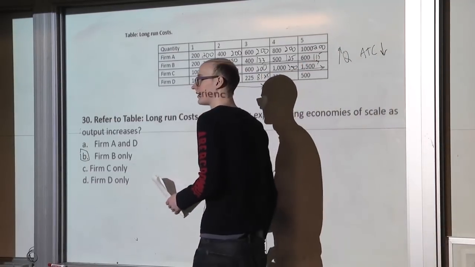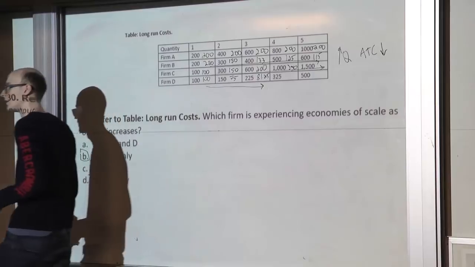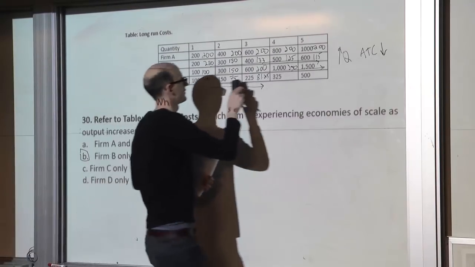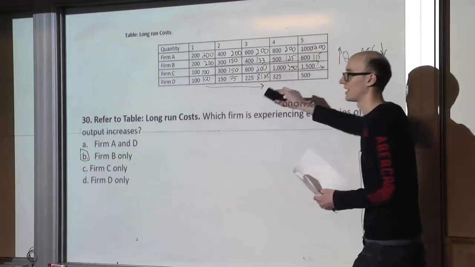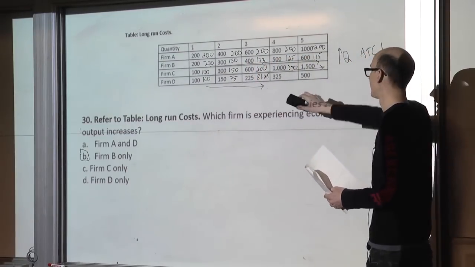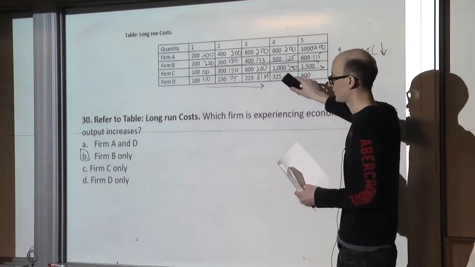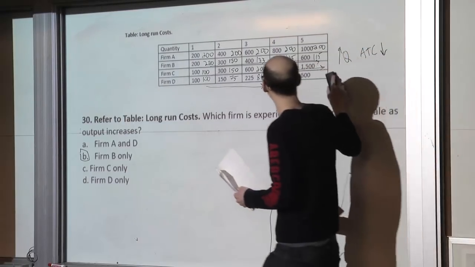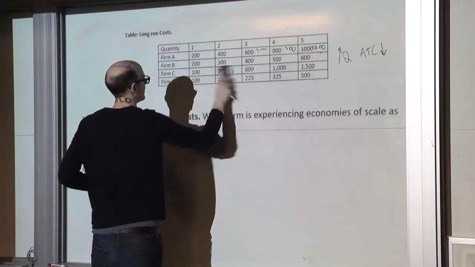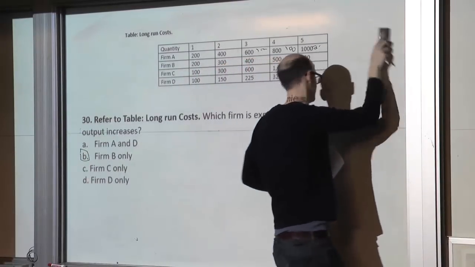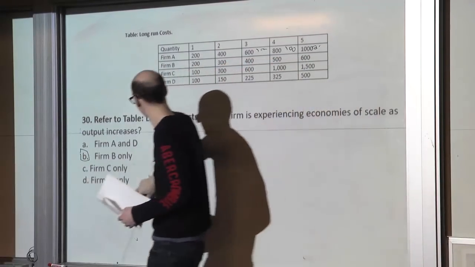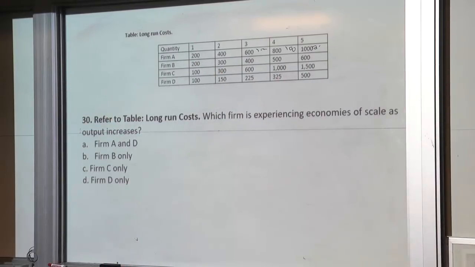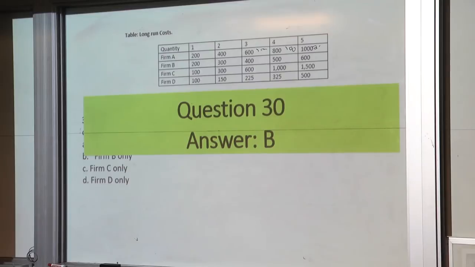I have a question. Yeah. For firm C, would it be diseconomies? This is diseconomies of scale, right? Because as production is increasing, the cost per unit of production is increasing everywhere. So the answer is B.